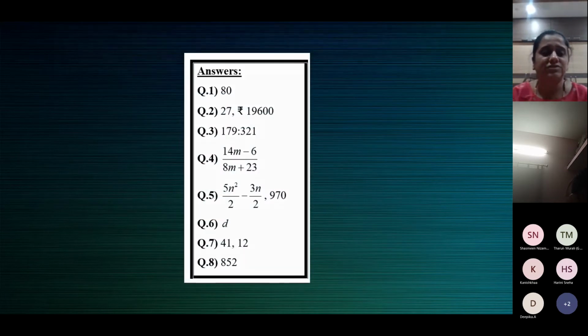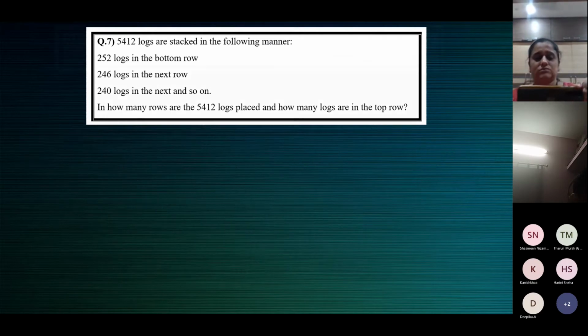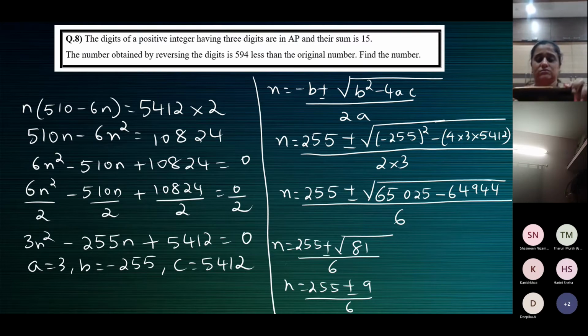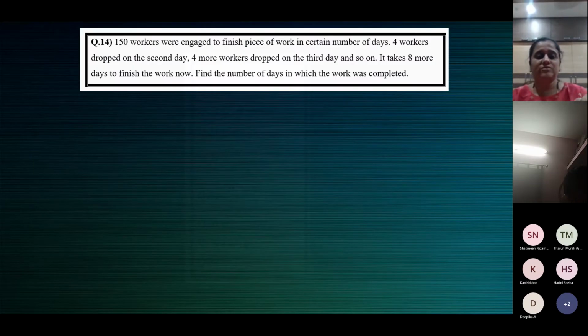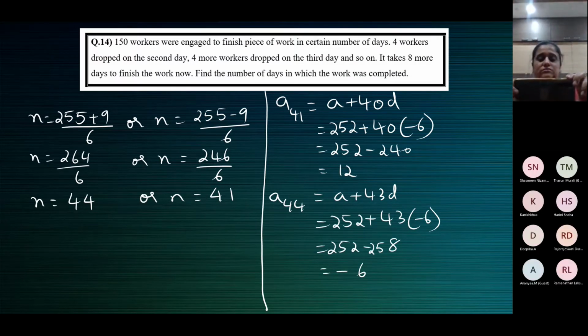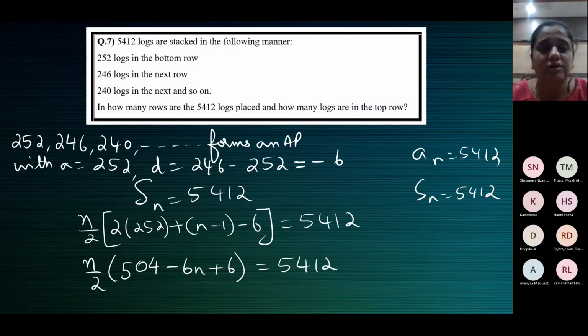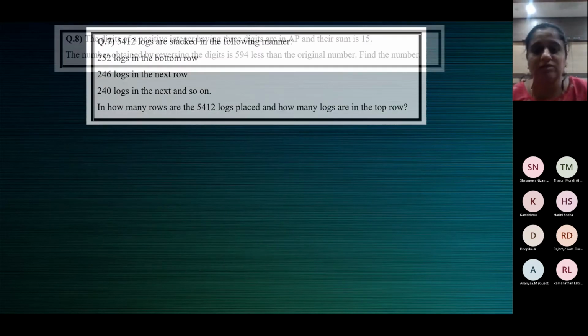Yes, children. Please complete this. Ma'am, I have a doubt. Just a second. You can ask me, just a second. I'll just finish this answer. So in how many rows and how many logs are in the top row?